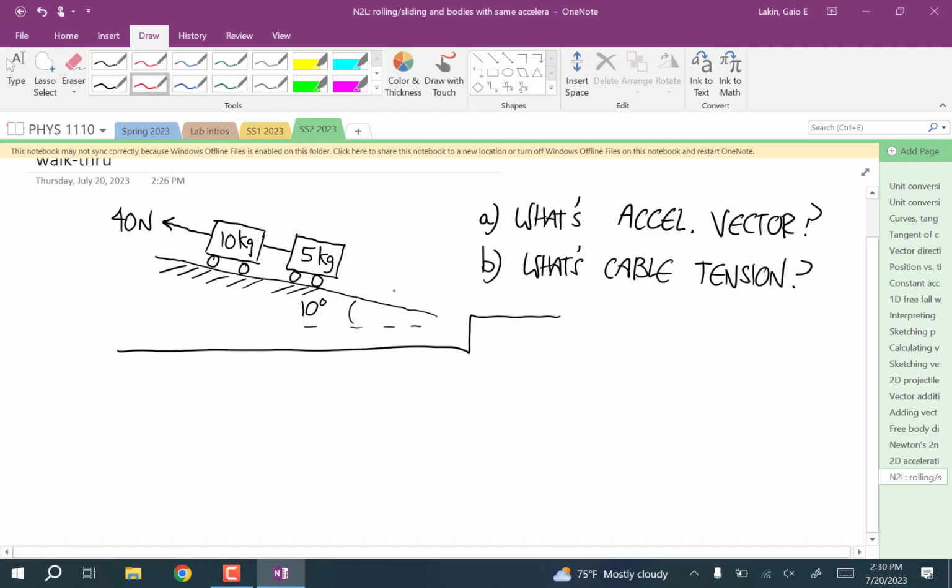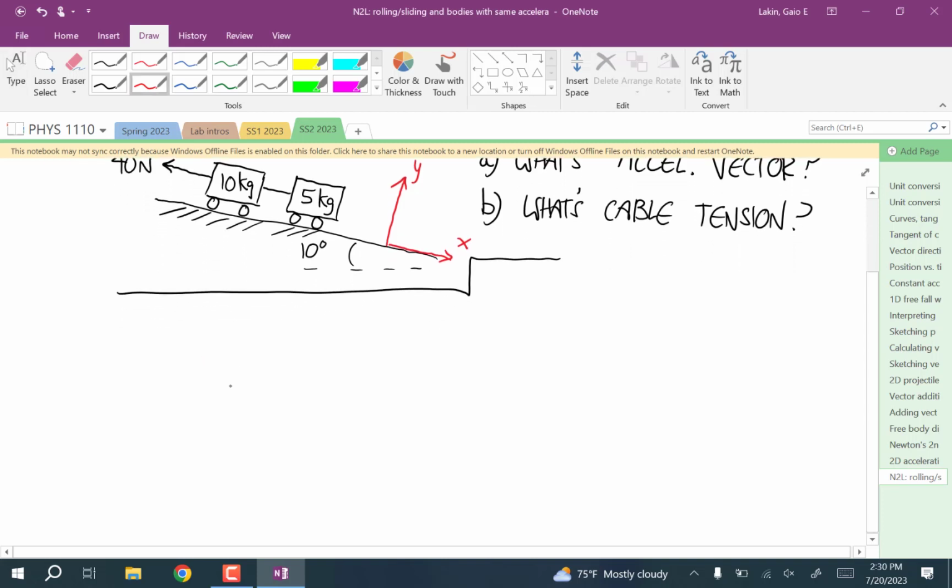Okay, well, the coordinate system on any rolling and sliding problem is going to have the y-axis pointing out of the surface and the x-axis pointed along the surface. And so if I draw the coordinate system here, any weight force vectors obviously act straight down. And this is the 270-degree line there. And this angle is going to be the angle that the incline makes with the horizontal.